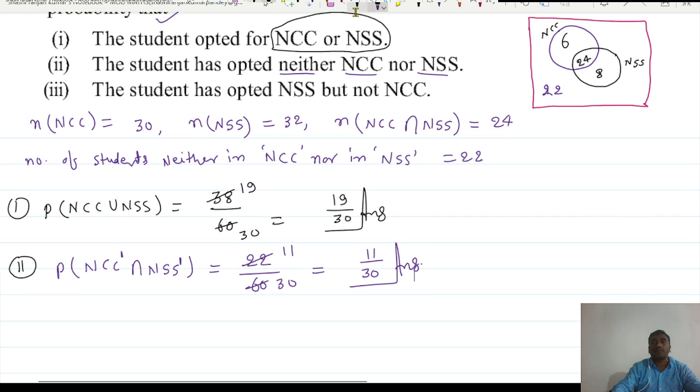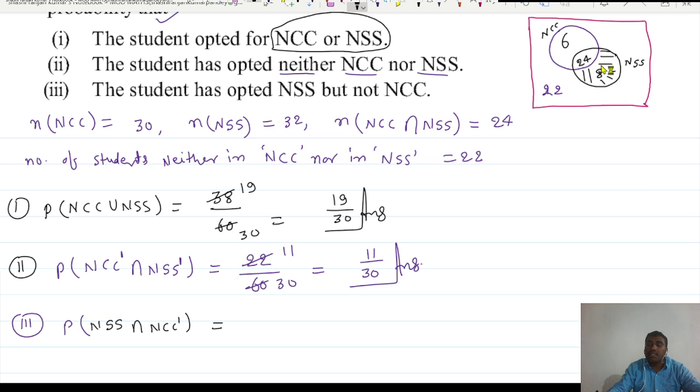Okay, now see third question. Third question is asking that a student has opted NSS but not NCC. So NSS and not NCC. NCC we don't want. So how many students are there that are in NSS and not NCC? So a student should be in NSS but not NCC. So this one, 8 students. You can see here very clearly this region. So this is the region where NSS is there but NCC is not there.